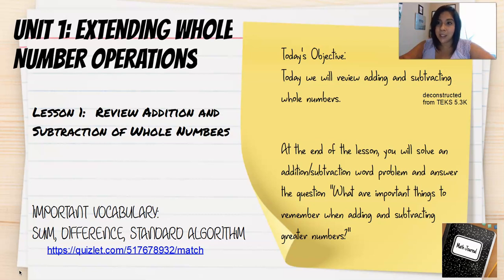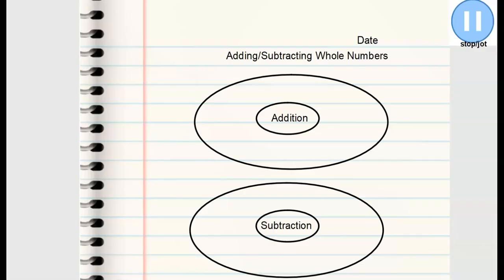Some important vocabulary we're going to be using today are the words sum, difference, and standard algorithm. For more practice with those vocabulary words, visit the URL located at the bottom of the screen. Okay, let's go ahead and get started.